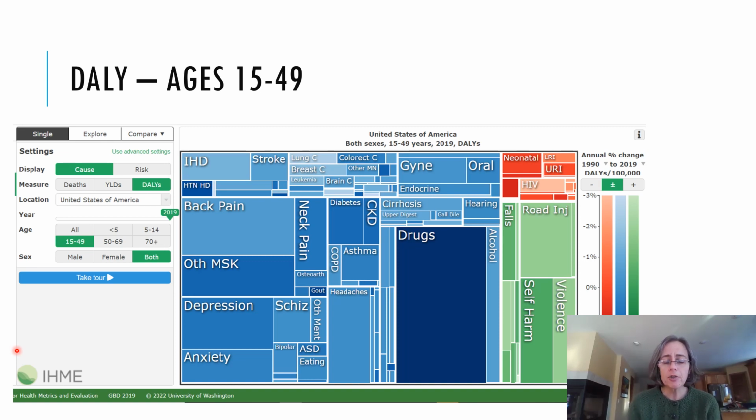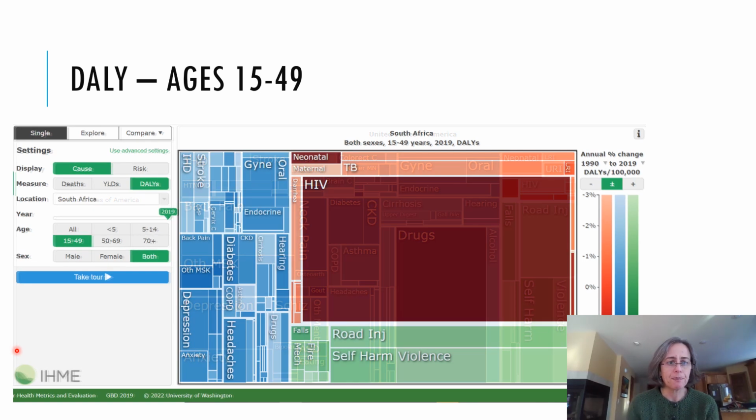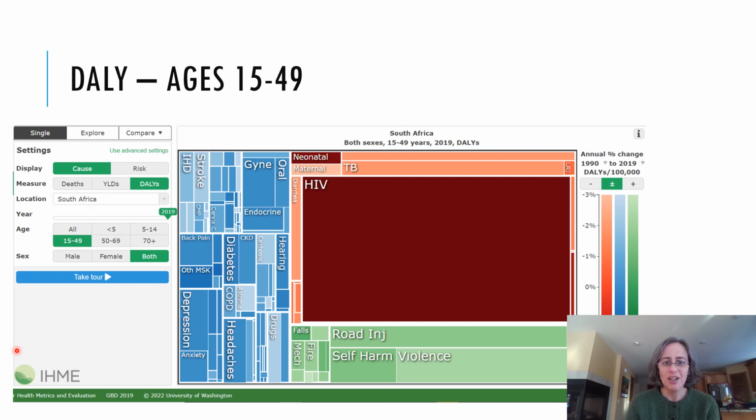Now, if we look at other countries, we're going to see different pictures. This is South Africa. We've already talked about this. Before you die from HIV, you will have a few years of disability. And so in South Africa, because there is so much HIV, it is a major cause of disability in young adults, because people in this age group are the people who are getting HIV infection and getting sick from it.